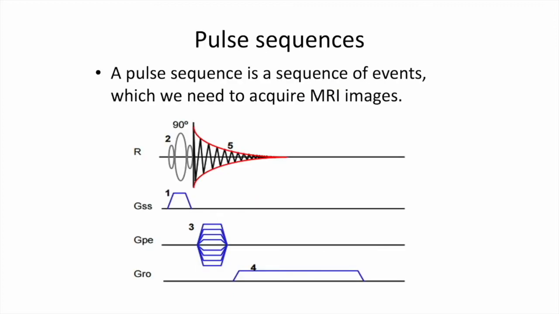A pulse sequence is a sequence of events that is needed to acquire a MR image. This is because immediately after an excitation pulse, the T1 and T2 relaxation and the free induction decay starts immediately, giving us no time for applying the gradients. To overcome this, we use specific techniques called pulse sequences.